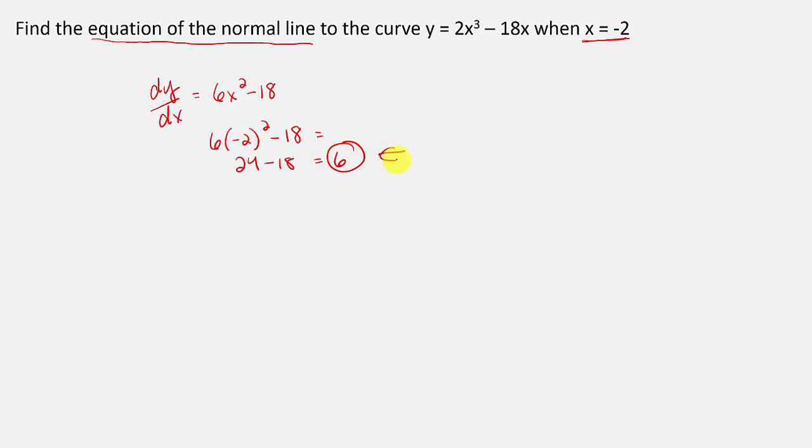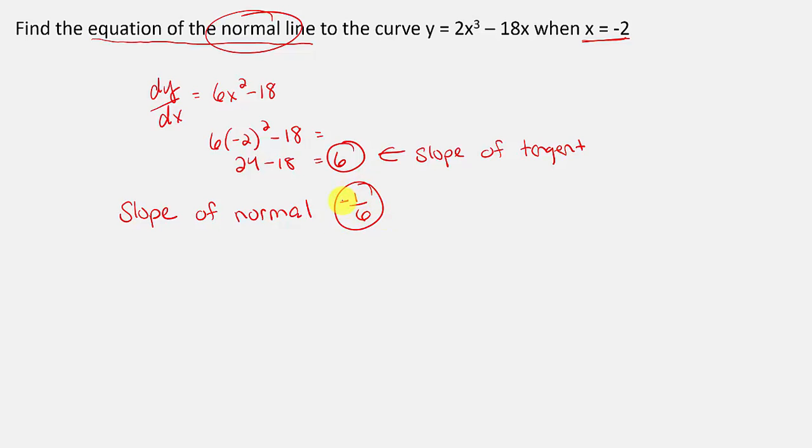You have to remember, when we plug an x value into the derivative, we always get the slope of the tangent from that, okay? And we're asked for the normal. So if I know that the slope of the tangent is 6, then I should be able to determine the slope of the normal because those are perpendicular. So if the slope of the tangent is 6, the slope of the normal is going to be negative 1/6. So you need to identify that.